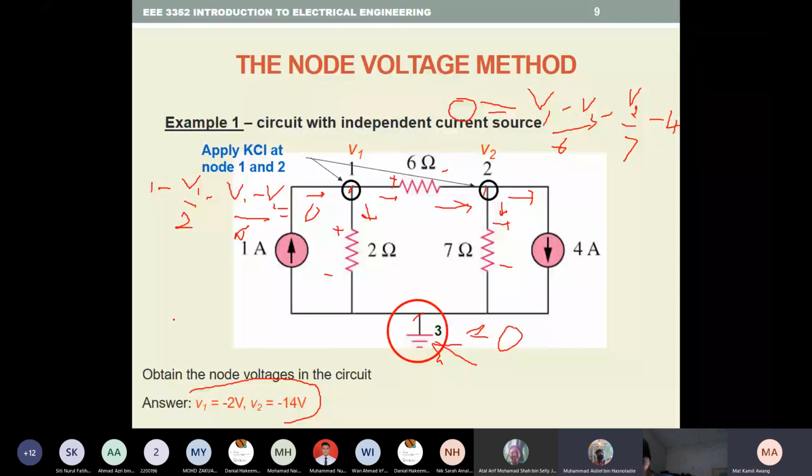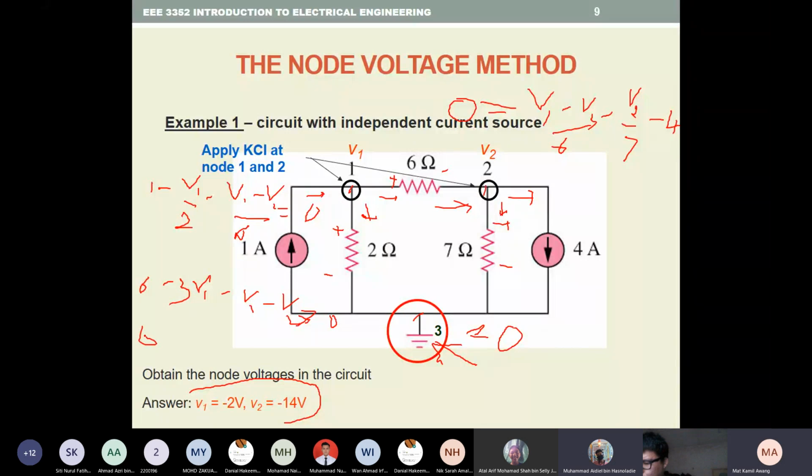I got V2 equal to 8.9. Naik mana boleh. Cuba buat apa ni. Equation balik. This one actually you akan dapat 6 minus 4 V1 minus V1 minus V2 equal to 0.